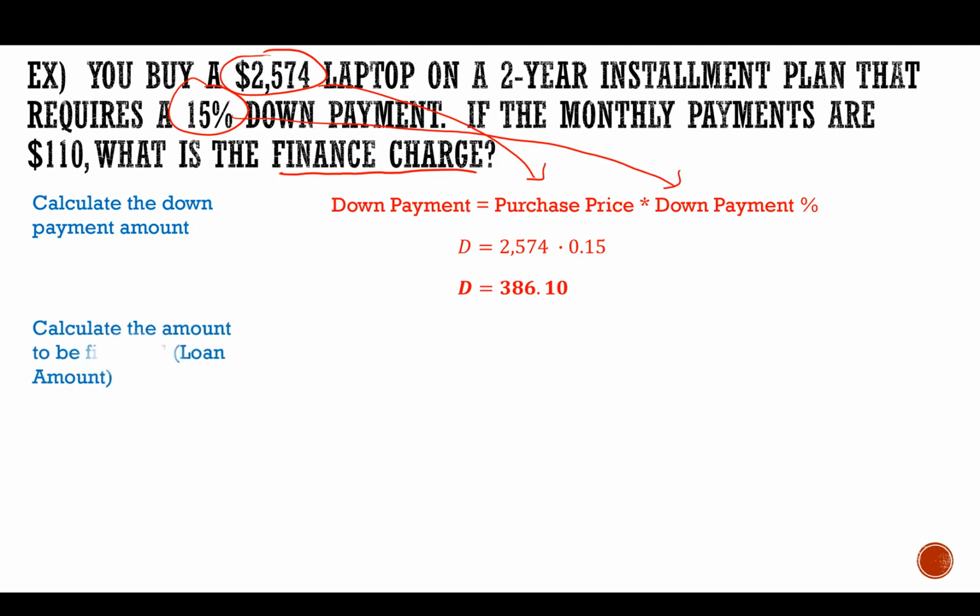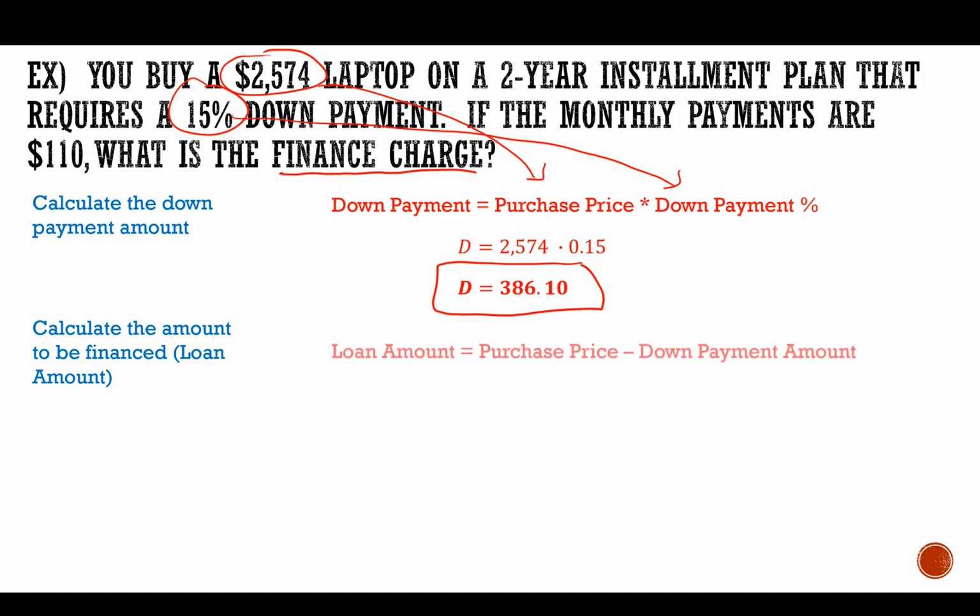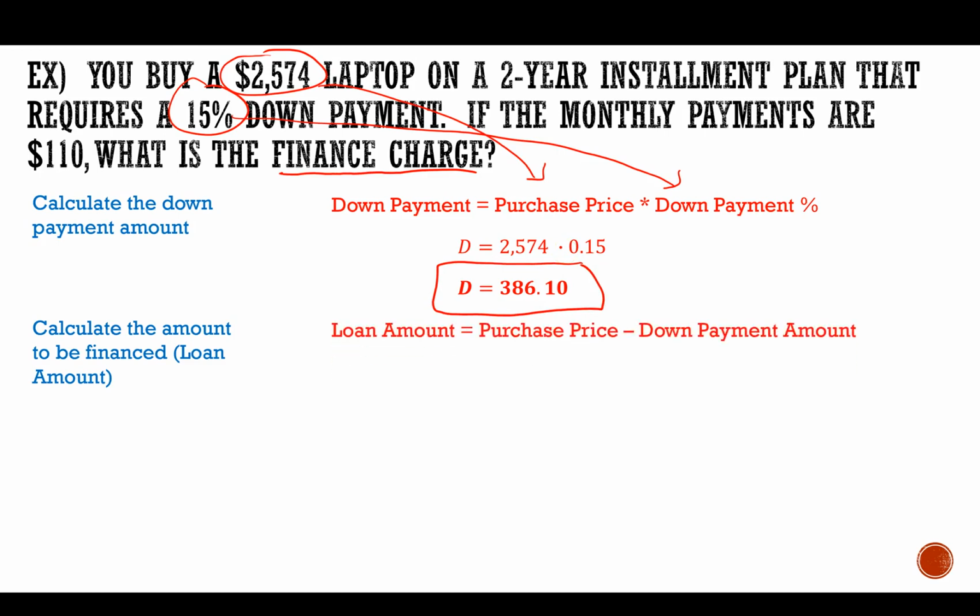All right, so let's figure out how much I'm actually borrowing here. Because remember, yes, the laptop cost $2,574, but I paid for part of it already. I already paid 15% of that. I paid the down payment. So how much exactly am I borrowing here? That's called the loan amount. All right, so let's get that.